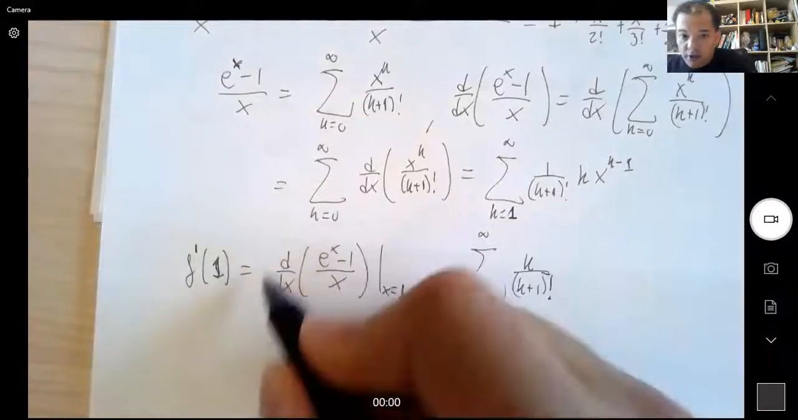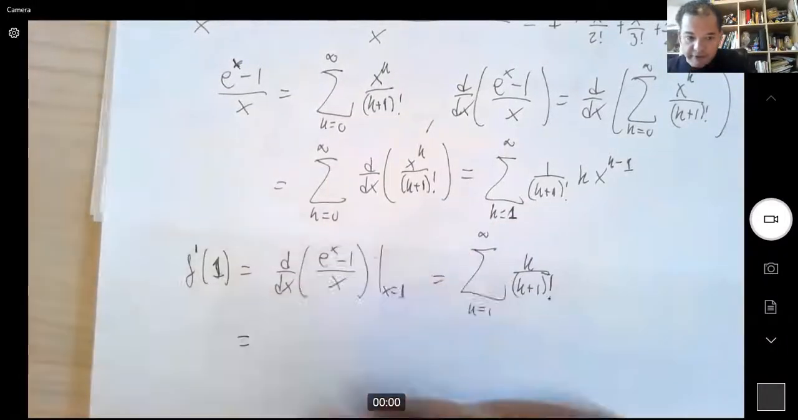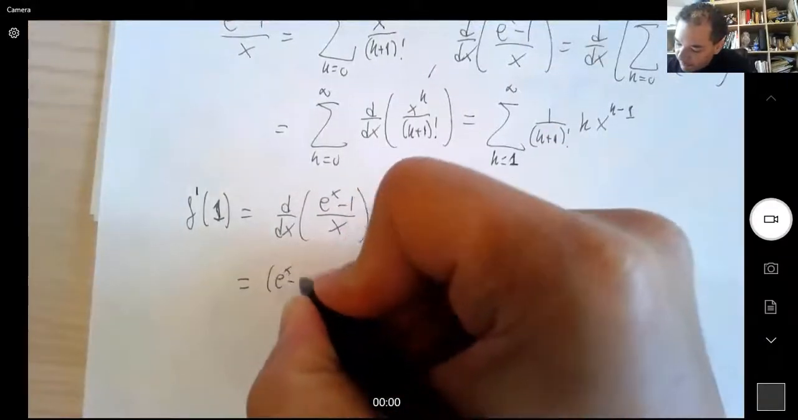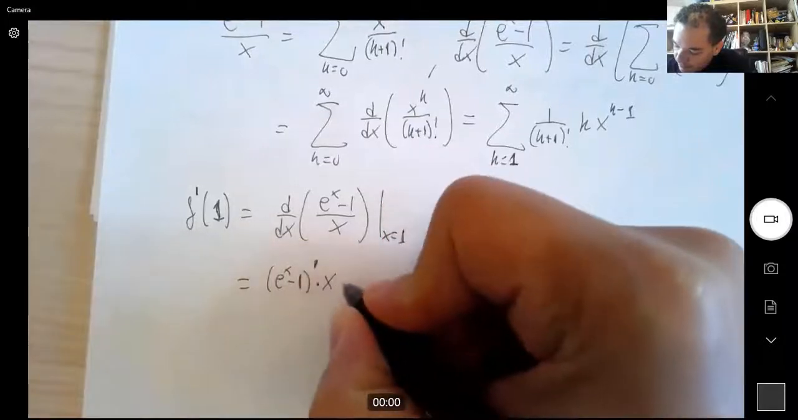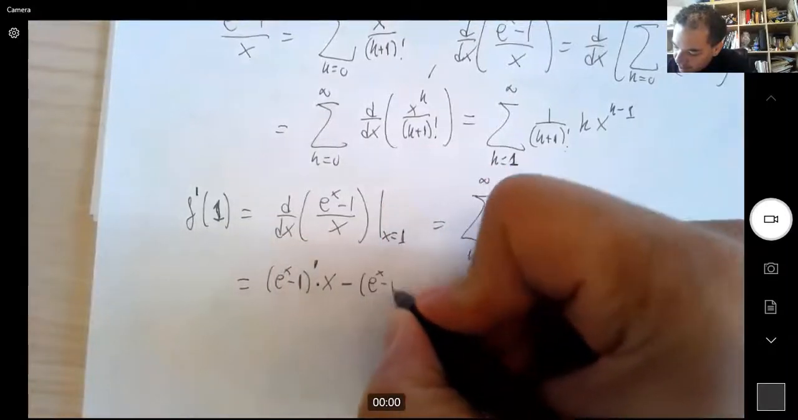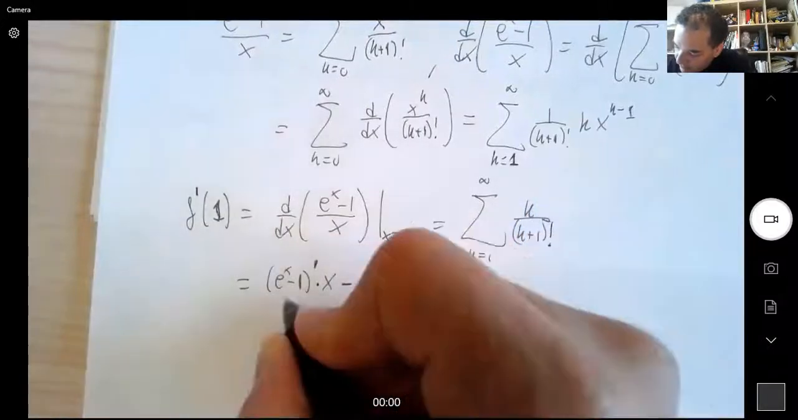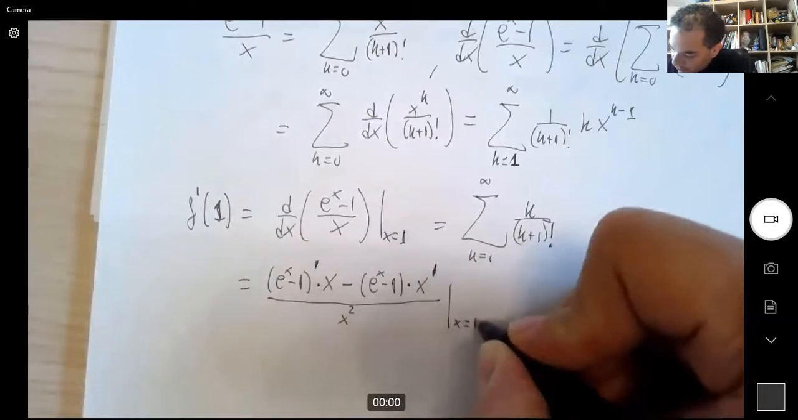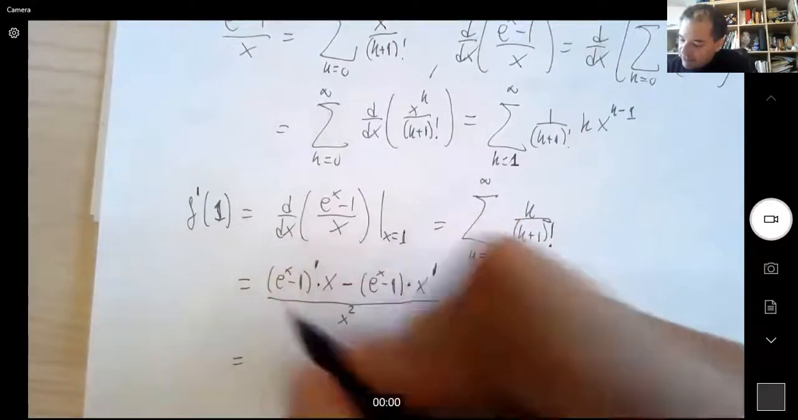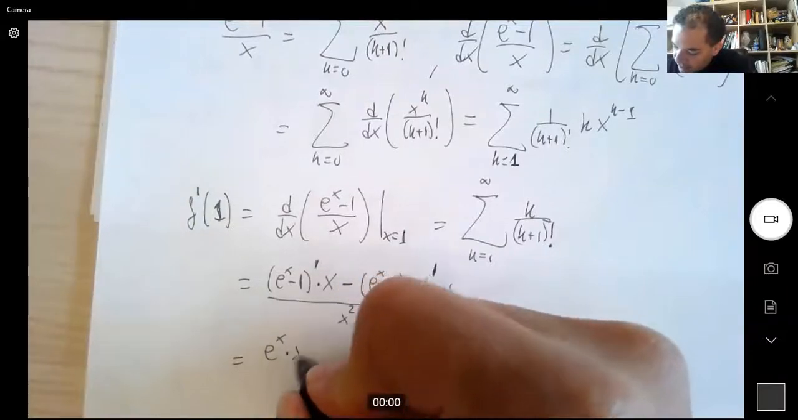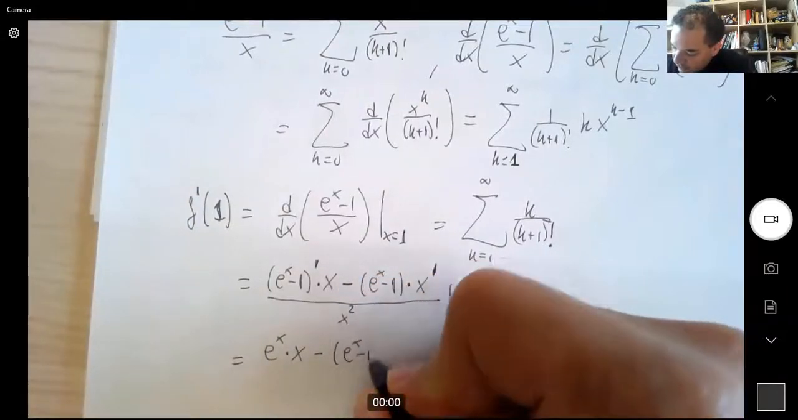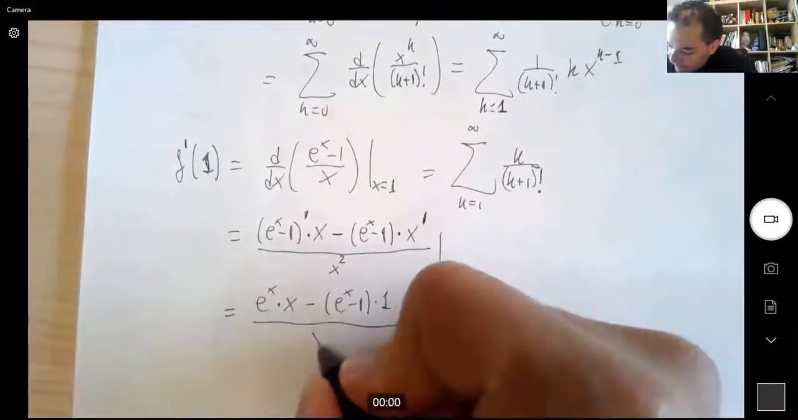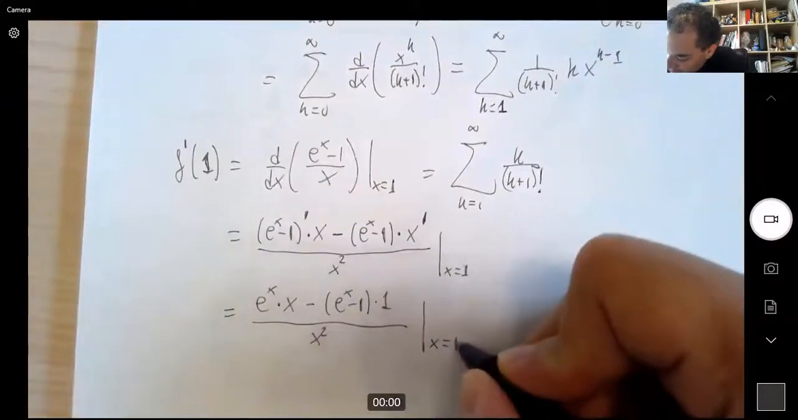So let's figure out the derivative of this the regular way. We use the quotient rule. So it's the derivative of the top times the bottom minus the top times the derivative of the bottom, divided by the square of the denominator, and we gotta plug in 1. So the derivative of e to the x is e to the x times x minus e to the x minus 1 times the derivative of x, which is 1, divided by x squared. And we want when x equals 1.